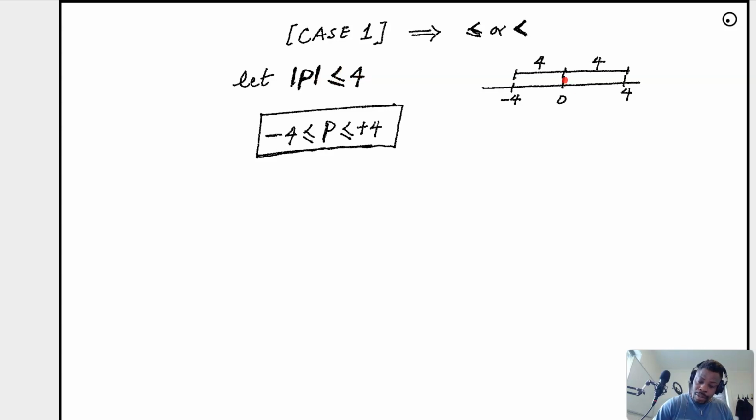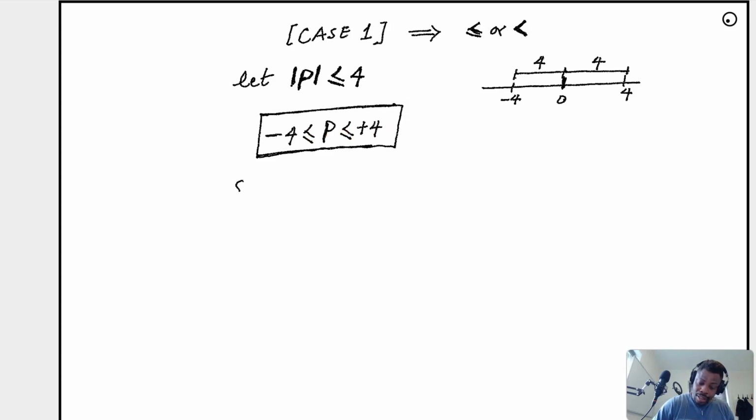It tells me that the numerical value, which is the distance from the origin, is 4, so this will be minus 4. The distance from the origin is 4, so this is plus 4. So when you have a modulus p less or equals to 4, it simply means minus 4 less or equals to p, and p less or equals to plus 4.